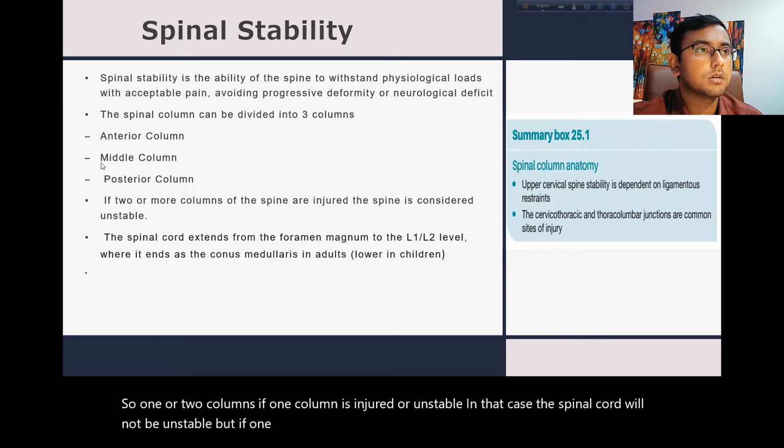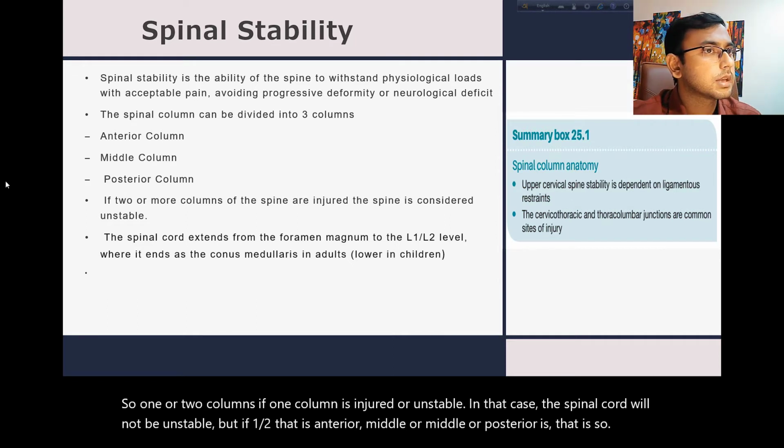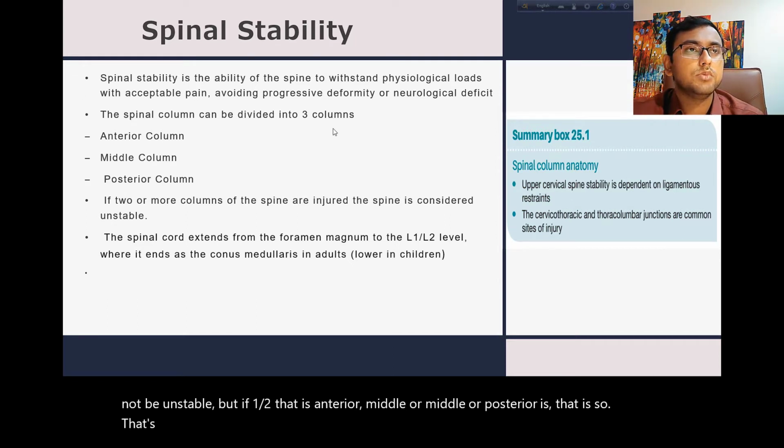That is anterior, middle, or posterior. If that is so, then the spinal stability will be hampered.